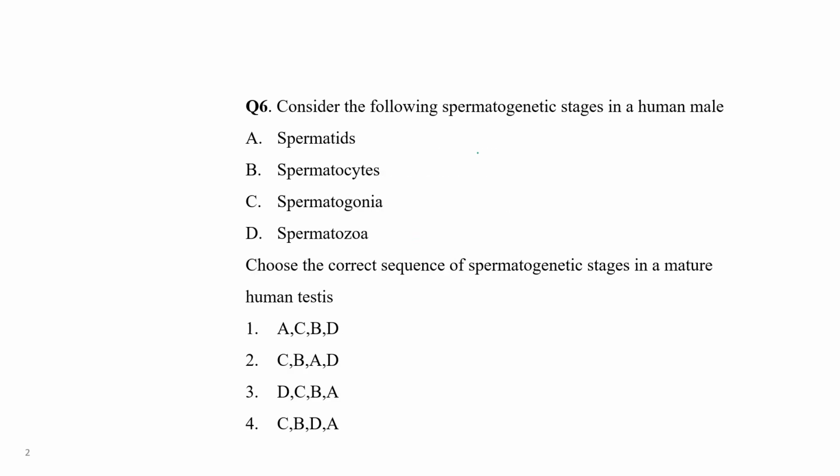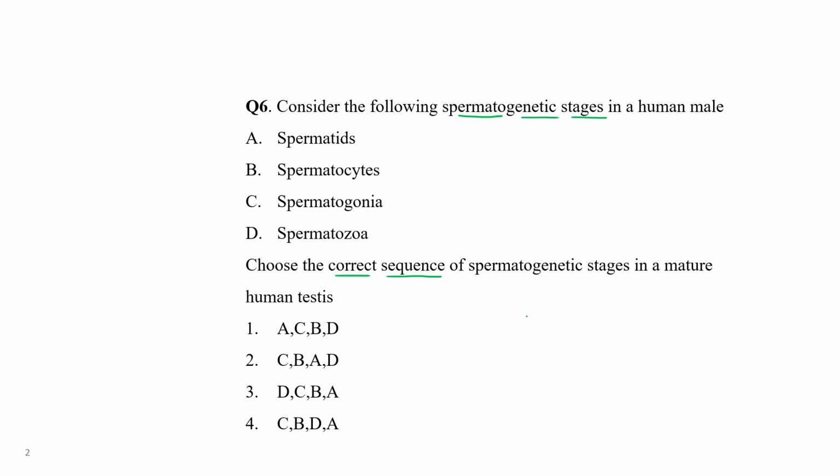Consider the following spermatogenetic stages in human male. We have just solved this kind of question. Again, they have given the stages spermatid, spermatocyte, spermatogonia, spermatozoa, and we have to arrange them in the correct sequence. So take your five seconds.